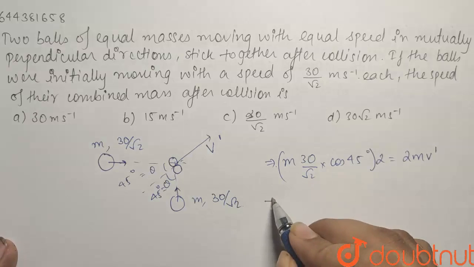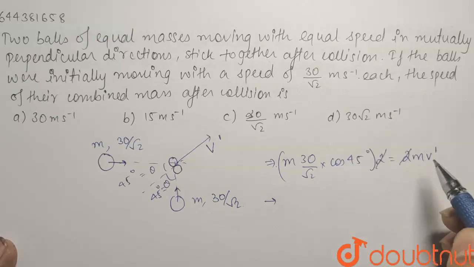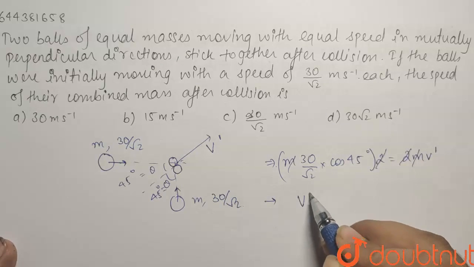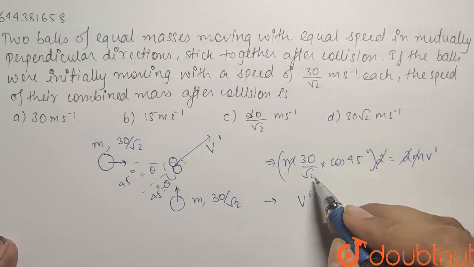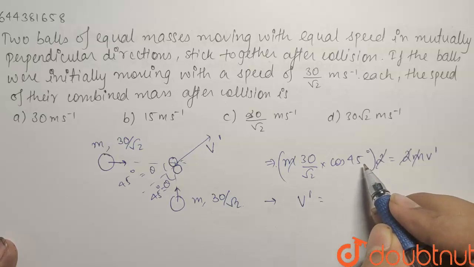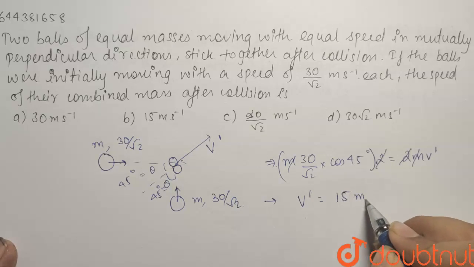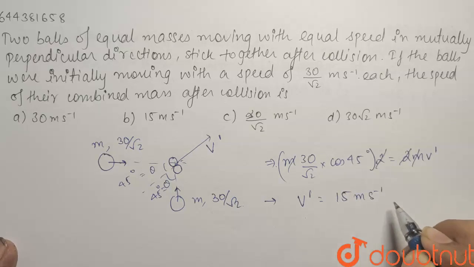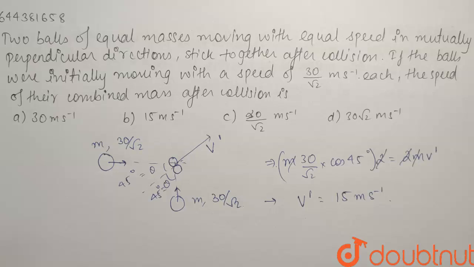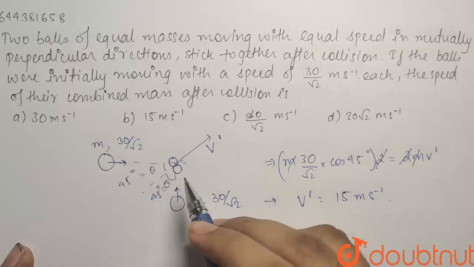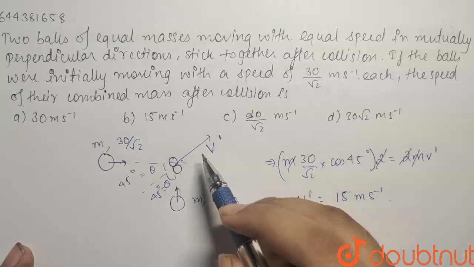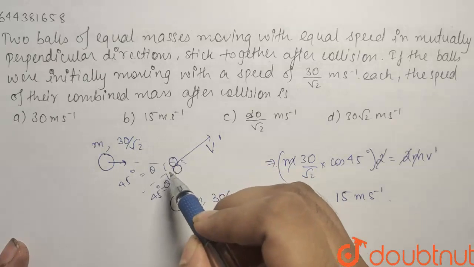From here, if I solve, the value of v dash comes out to be equal to 30 by root 2 multiplied by cos 45, that is 1 by root 2, so it will be 30 by 2, which is nothing but 15 meter per second. So the combined mass of 2m is going to start moving with a velocity of 15 meter per second along the bisector of the initial path.